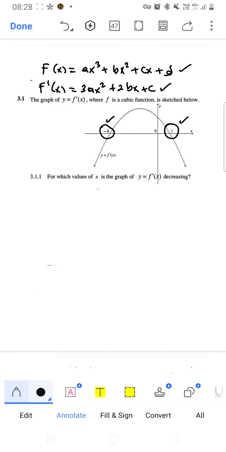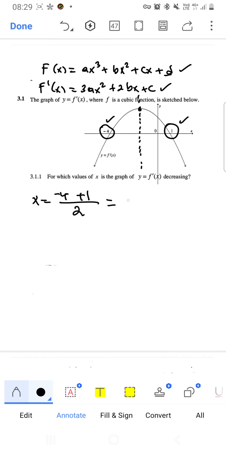So for which values of x is the graph of y is equal to the first derivative of f of x decreasing? So we have to work out this, which we call the axis of symmetry, or the x-coordinate of the turning point of a parabola function. So we are going to say x is equal to, we say -4 plus 1 divided by 2. The reason we do that is because the axis of symmetry is the vertical dotted line that divides the parabola graph into 2 equal parts.